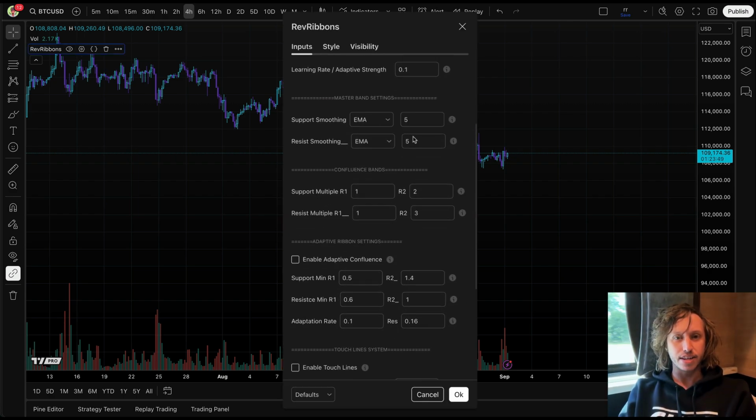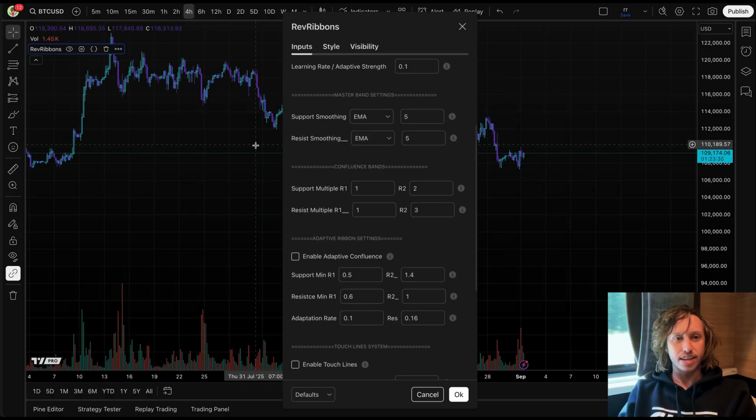Smoothing I default set to 5. You can take it down as low as 1, or up very, very high. I find that a smoothing between 3 and 5 is generally best, and sometimes having the resistance and the support smoothing be slightly different is actually better. It kind of depends on the nature of the asset.